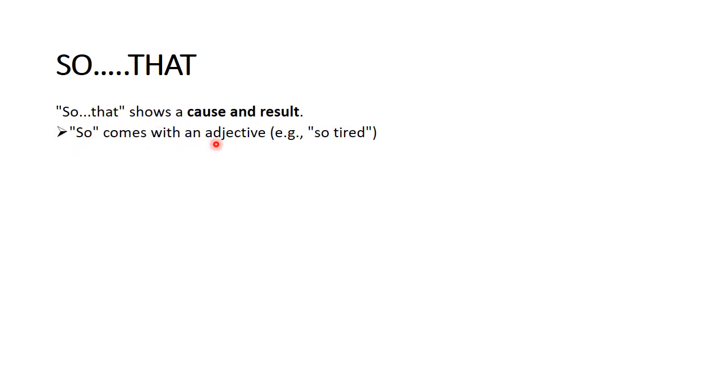So comes with an adjective. Okay, an adjective, it's a word that talks more about a noun. Words like tired, happy, they are adjectives. They give you an idea of how someone or something is. So after the "so" and the adjective, "that" will tell us what happens next. For example, "so tired that I slept". Meaning so plus adjective, because you were tired, you slept.